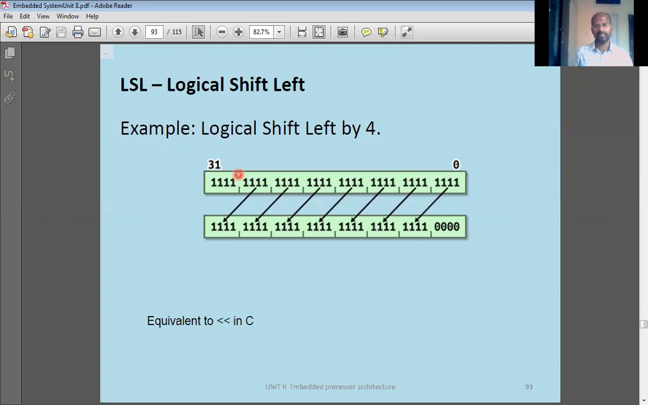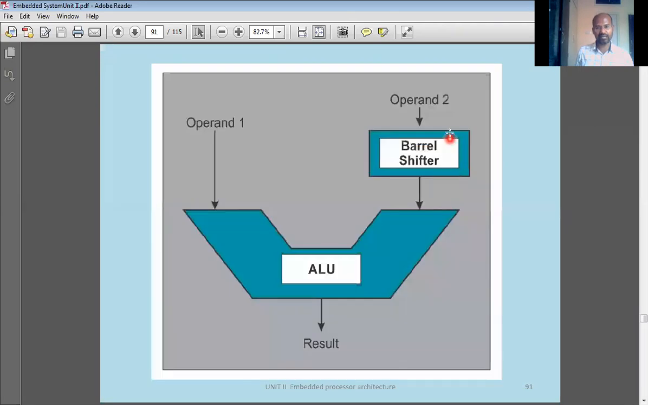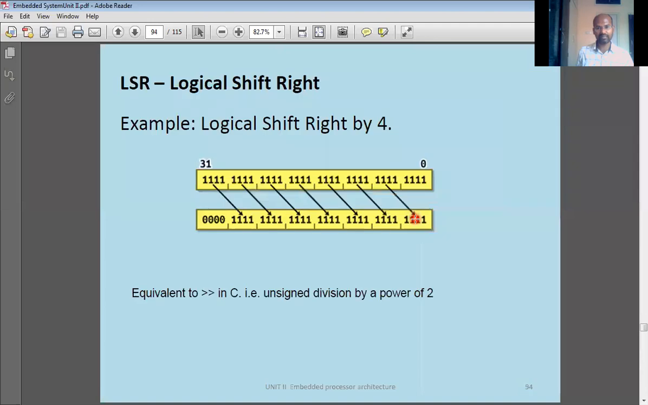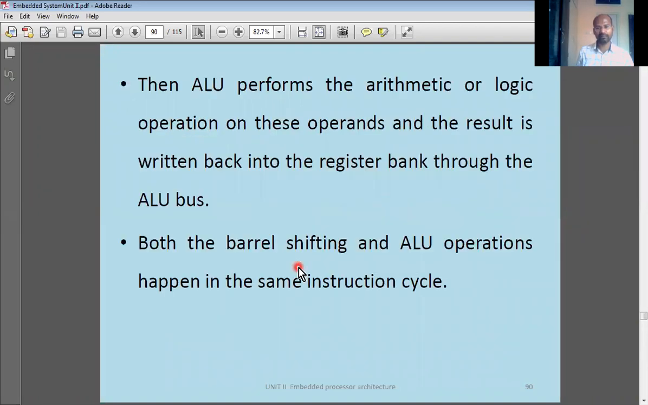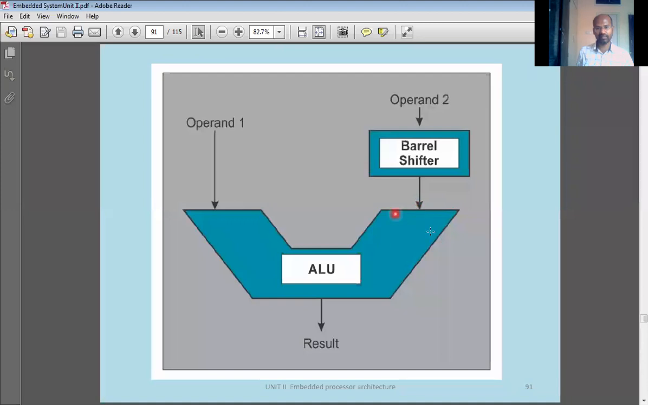Now see, let's say this is the data present in X. After shifting left, what happens to the result? This is the X that enters into the barrel shifter. While it leaves the barrel shifter, this will be modified like this. This is the output of the barrel shifter, which goes into the arithmetic unit here.